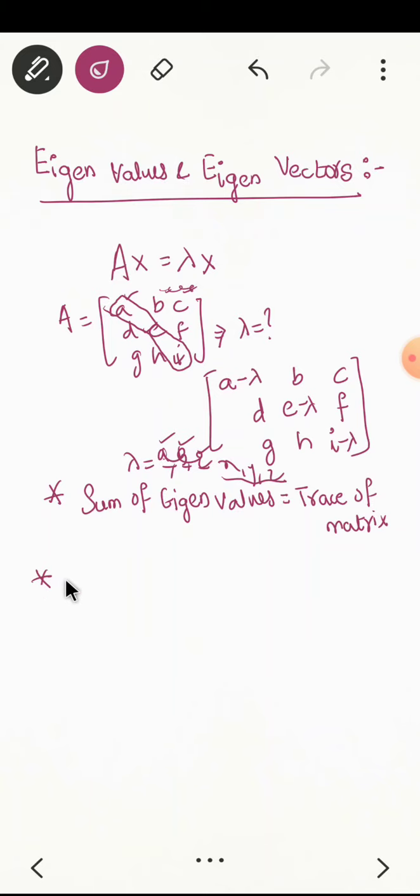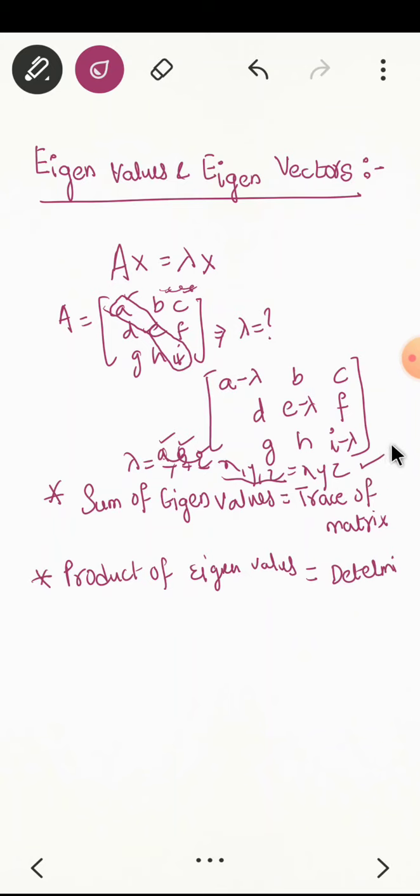Then another point is the product of eigenvalues. The product of eigenvalues, that means x into y into z, must definitely be equal to the determinant of the matrix. You just take the determinant of this matrix and check: if you multiply x, y, z, that will yield the same value as the determinant of the matrix. So the product of eigenvalues is equal to the determinant of the matrix.